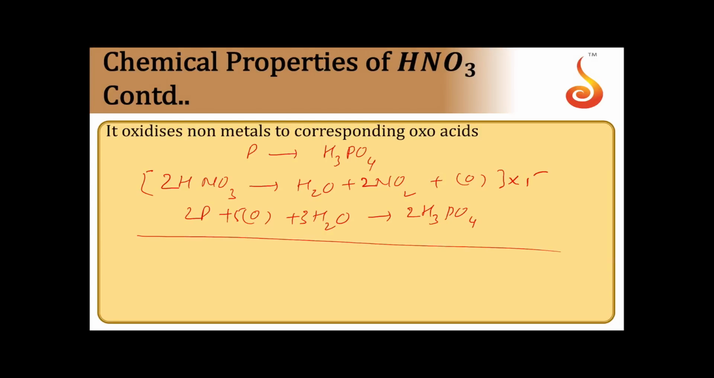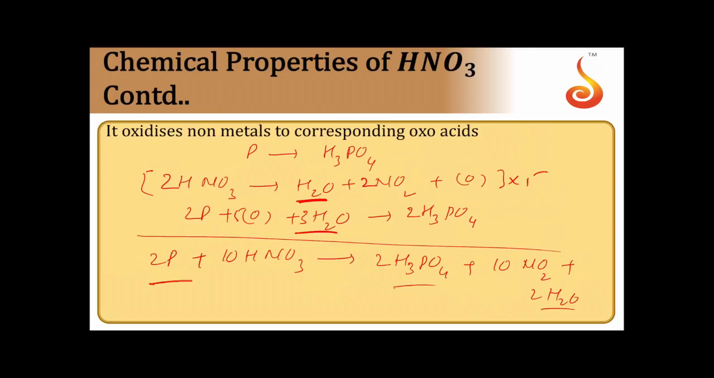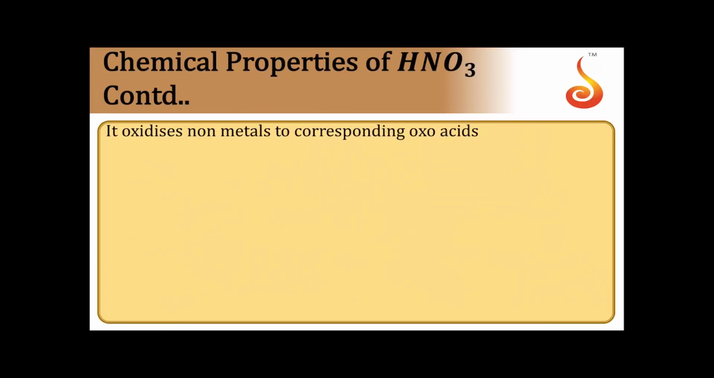Adding both reactions, we get 2 phosphorus plus 10 HNO3 giving rise to 2 moles of phosphoric acid plus 10 moles of NO2 plus 2 moles of H2O. It is 2 moles of H2O because on this side 3 H2O is there and on this side you get 5 H2O. So phosphorus gets oxidized to phosphoric acid.